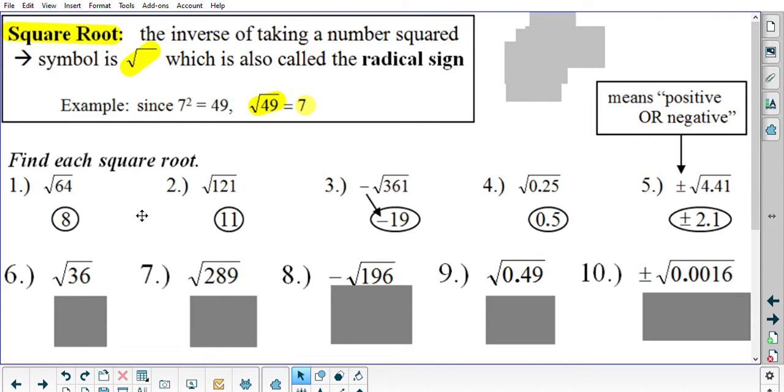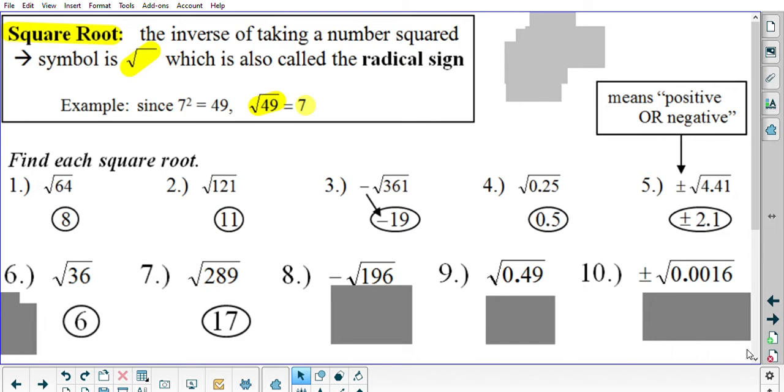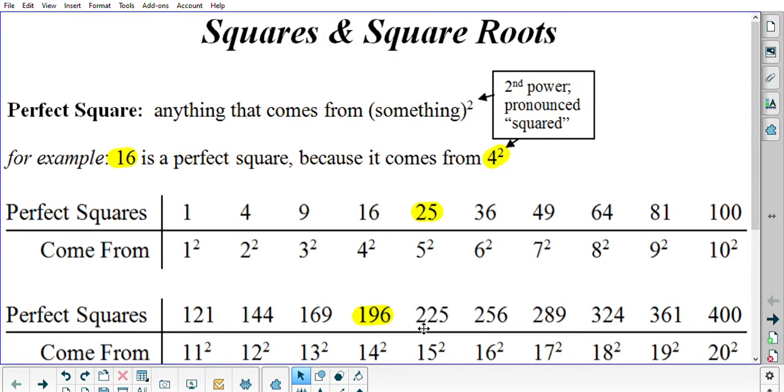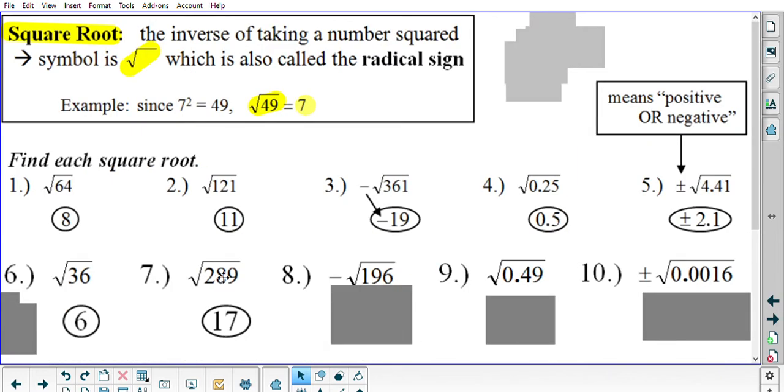All right, I hope you've done that. I hope you've done 6 through 10 on your own. Let's see how you did. Problem number 6, the square root of 36 would be 6. Problem number 7, the square root of 289 would be 17. Because as you looked in the chart, 17 to the second power gives you 289. That's why the square root of 289 is 17.